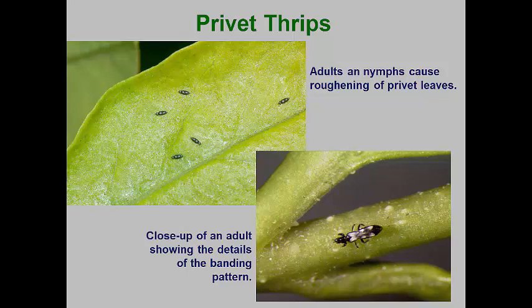This feeding causes a thickening and roughening of the leaves, often with some yellow discoloration. The nymphs and pupae are yellow, but the adults are black with distinctive white bands. The early spring damage is most evident, though the thrips can be found on the plants for most of the summer months.